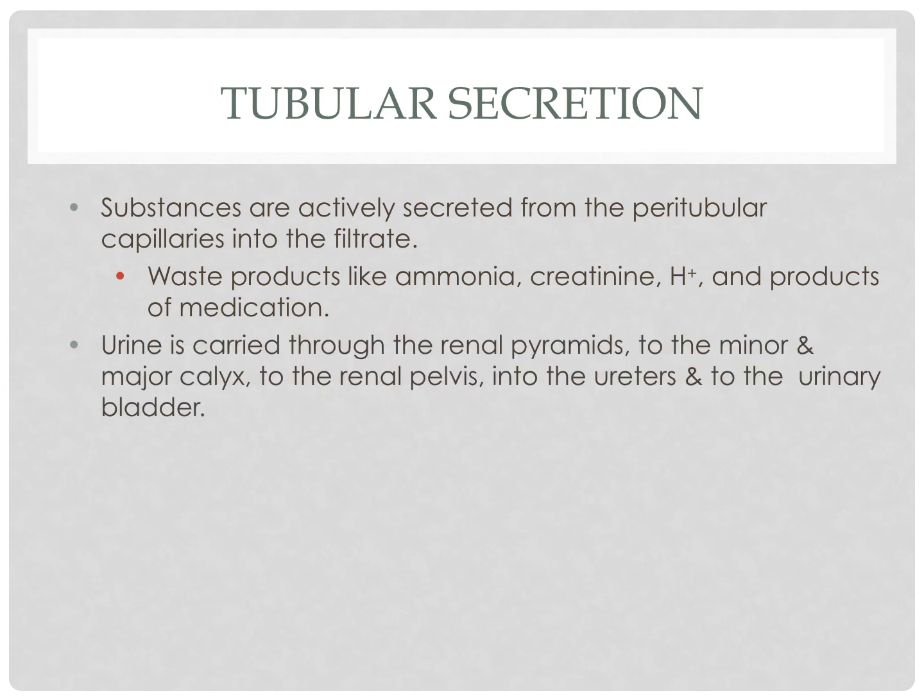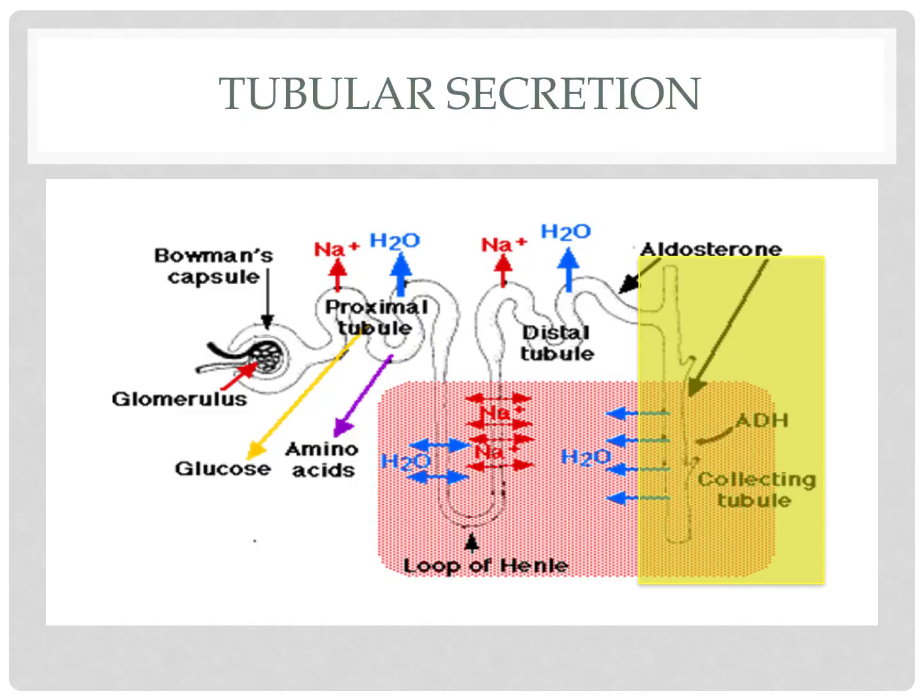Urine is then carried through the renal pyramids to the minor calyx, followed by the major calyx, to the renal pelvis, and then into the ureter, the bladder, and then eventually out of the body through the urethra. Tubular secretion only is going to take place in that collecting tubule, or the last part of the nephron.